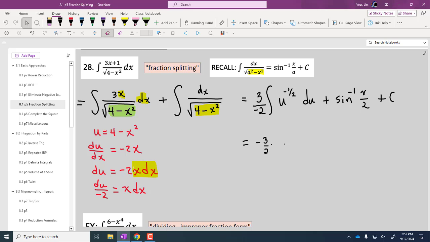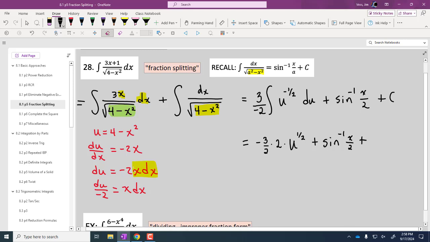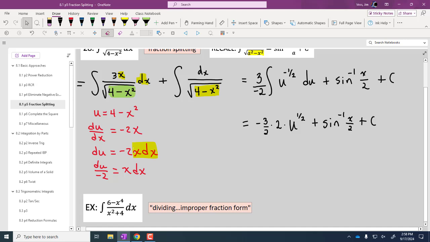Exactly. So here we're going to add 1 to the exponent, and we're going to get u to the positive 1/2. Dividing by positive 1/2 is multiplying by 2. And then inverse sine of x over 2 plus c. And then our final step is our back substitution for the u. So we're going to have -3 square root 4 minus x squared. And we get that. So there is our antiderivative.